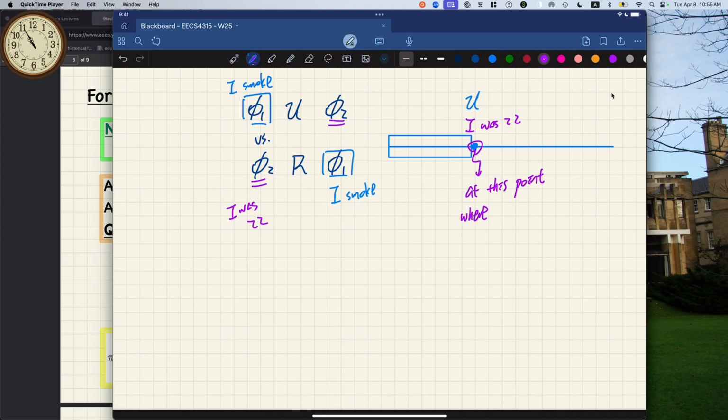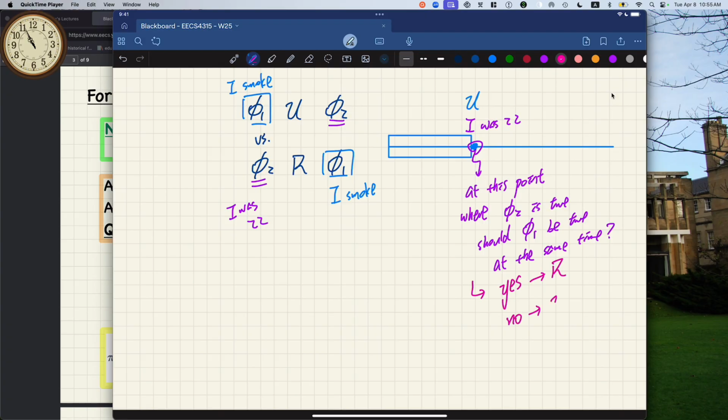At this point where phi 2 is true, should phi 1 be true at the same time? That would be your main consideration. That's really the main difference between the until and the release operator. If you think that should be yes, they should be true at the same time, then of course you've got to choose a release. If you don't think that should be the case, then you may choose an until operator.